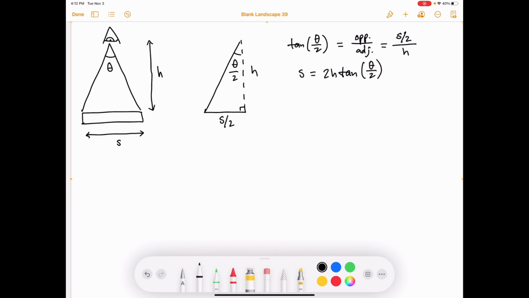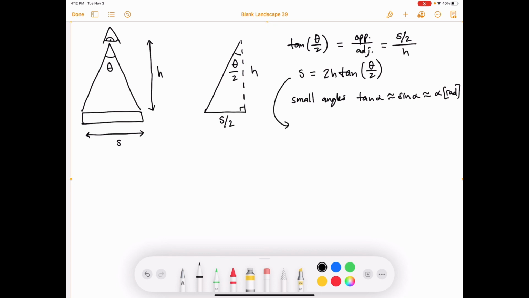Okay. Now, let's remember that as long as we have small angles, then tangent is approximately equal to sine. And actually, I should put an angle in there. So tangent of some angle, let's say alpha, is approximately equal to the sine of that angle, which is approximately just equal to the angle itself if it's measured in radians. Okay?